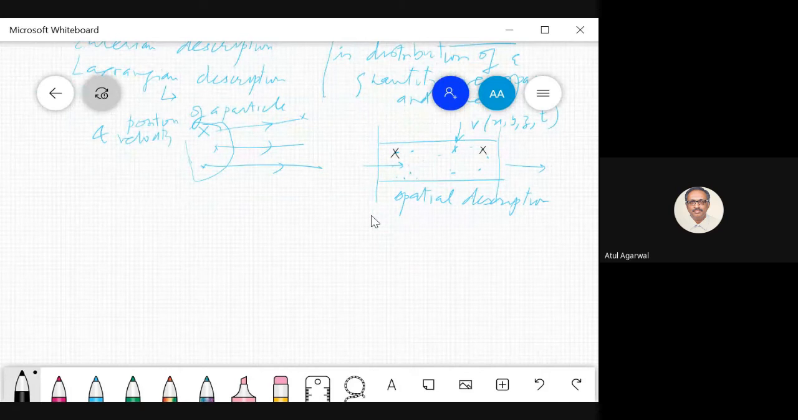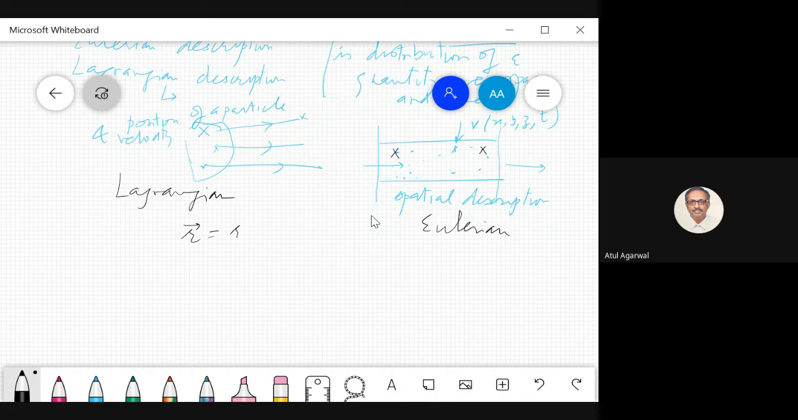Okay. So this is known as Eulerian description. This is known as Lagrangian. Suppose I give a function, Lagrangian description. I give position vector with time. So how do I find velocity of the particle? So this will give me velocity of the particle.